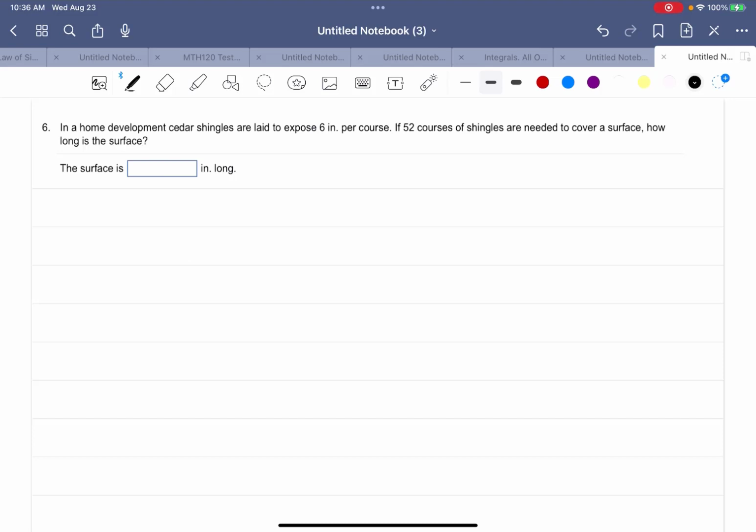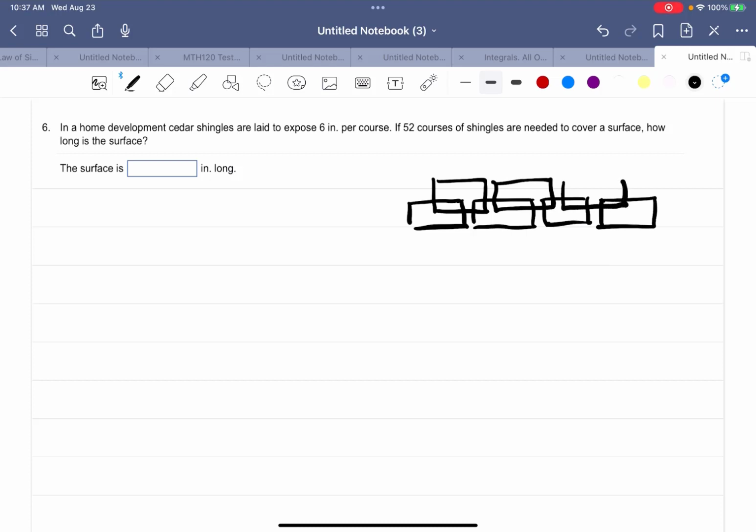Example 6. In a home development, cedar shingles are laid to expose 6 inches per course. If 52 courses are needed to cover a surface, how long is the surface? So when you install shingles, you lay out a course like this, okay? And the next course is like this, and they overlap.